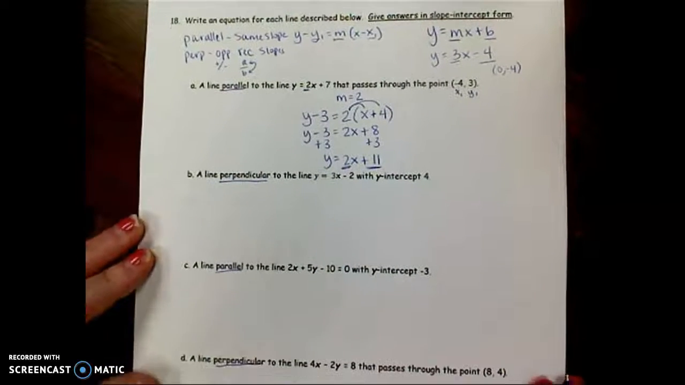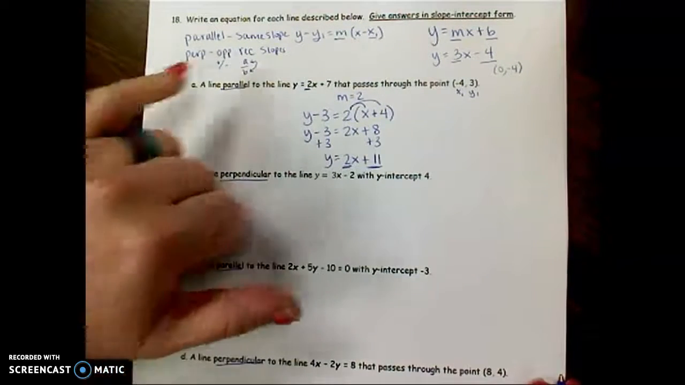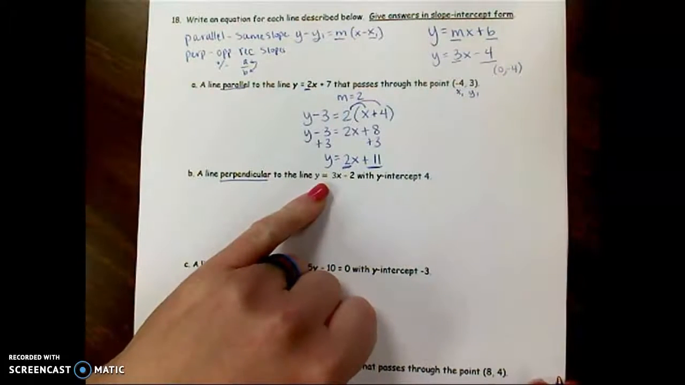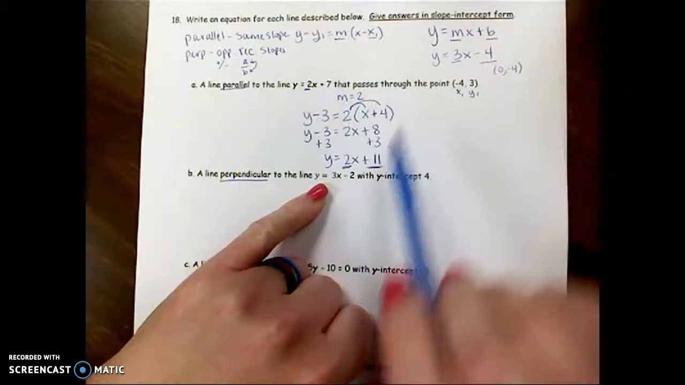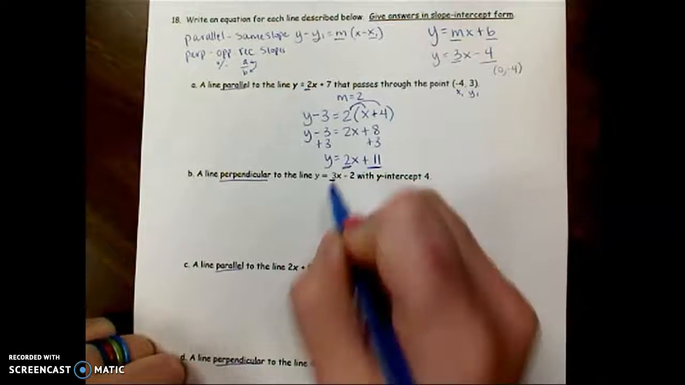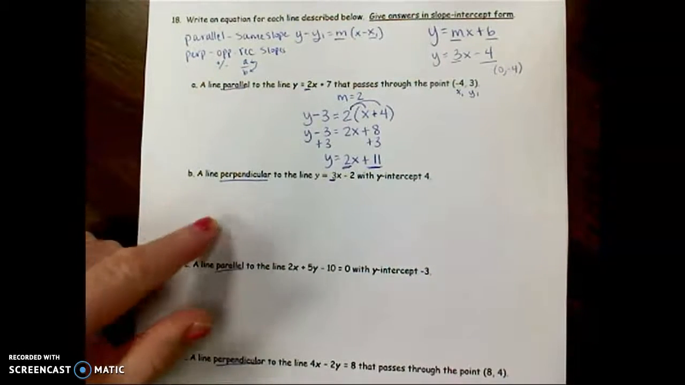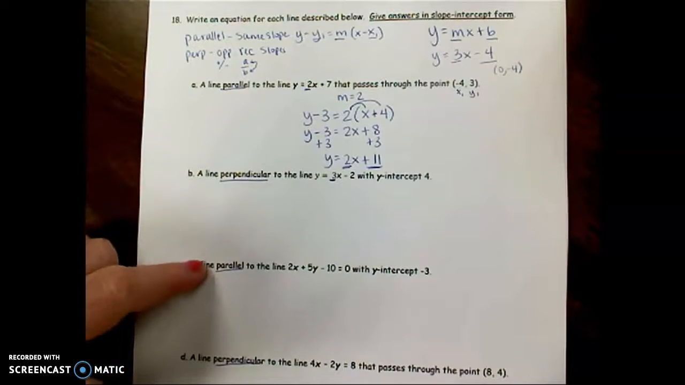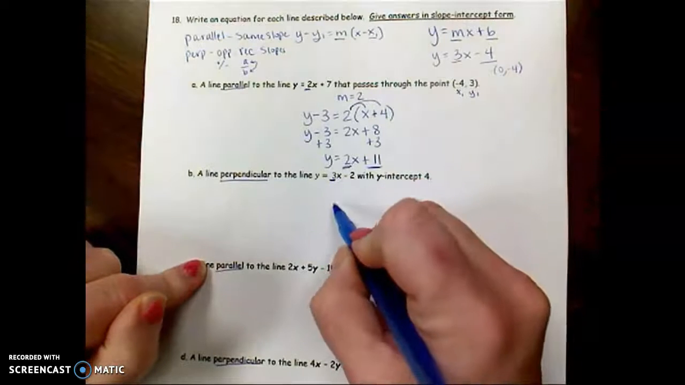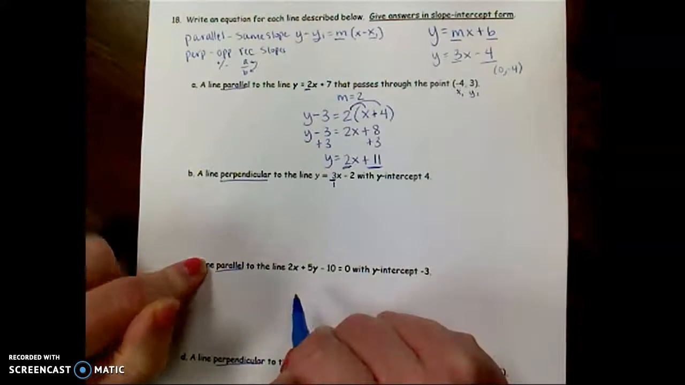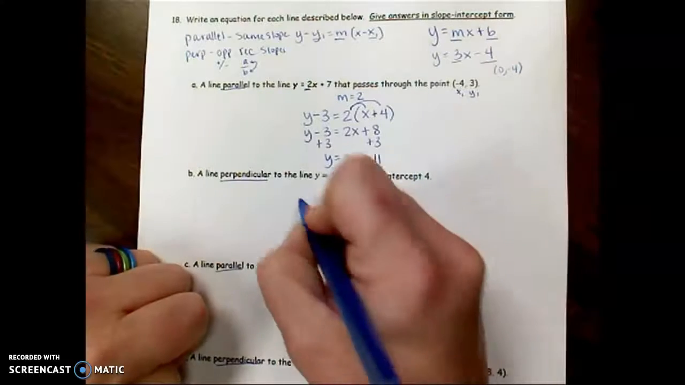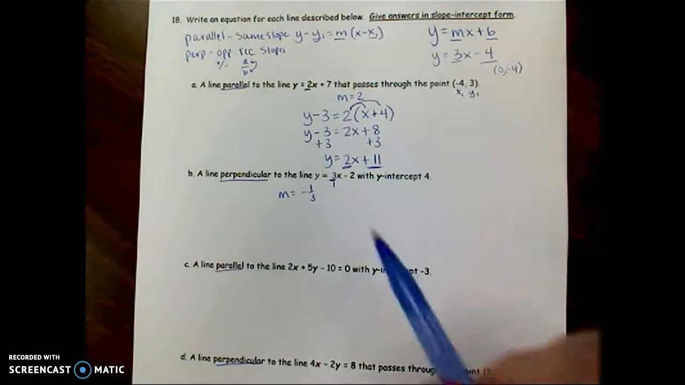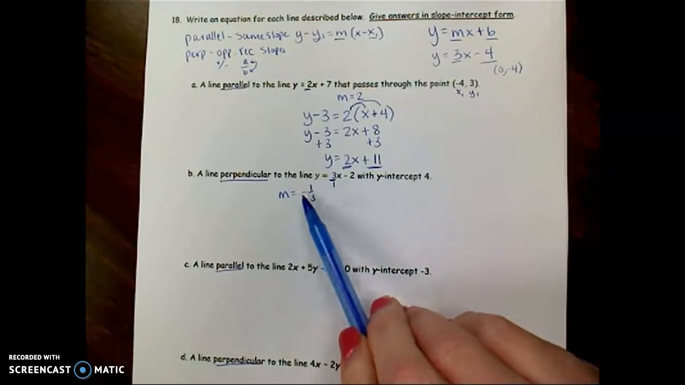On part B, I'm writing a line that is perpendicular. Perpendicular lines have opposite reciprocal slopes. The equation I'm given, again, is in slope-intercept form, so I can easily see that the slope of the given line is a positive 3. So what would be the opposite reciprocal to a positive 3? Well, the opposite sign would make it negative. Flipping the fraction, 3 is made a fraction by simply putting it over 1. So if you flip that, it becomes 1/3. So my slope needs to be negative 1/3. The opposite reciprocal of a positive 3 is a negative 1/3.